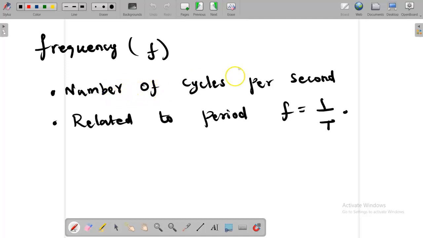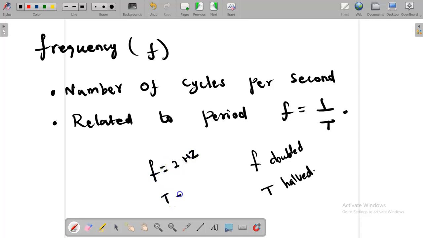Frequency, number of cycles per second. It is related to period, inversely proportional. Frequency is inversely proportional to time period. If frequency is doubled, time period is halved. If you know the frequency value, you can find the time period. Time period is equal to 1 over frequency, for example 1 over 2 is 0.5 seconds.